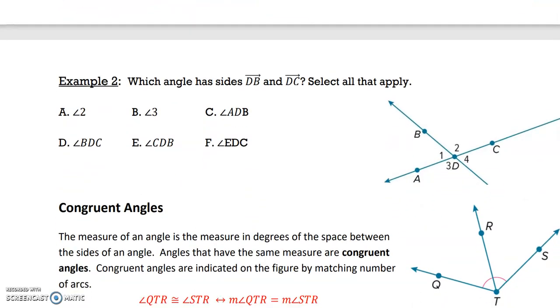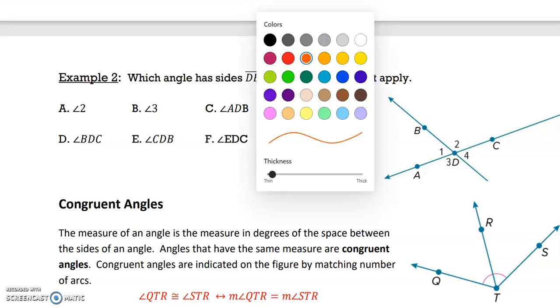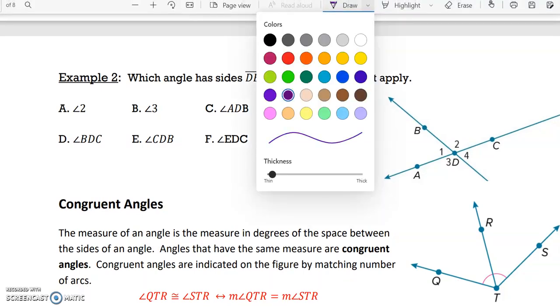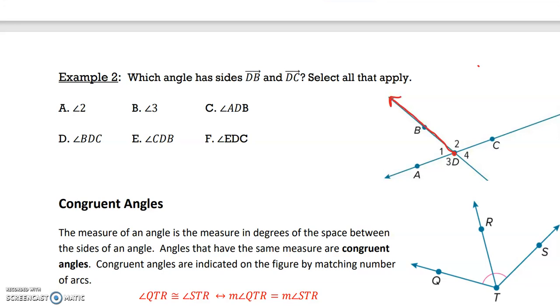Okay, I'd like for you to try example 2 here. You're going to figure out which of these names, there's more than one, would be a legitimate name for DB as a side and DC as the other side. So how could we name this angle right here that I just highlighted in red?